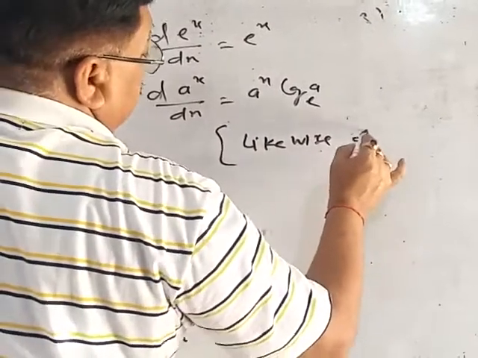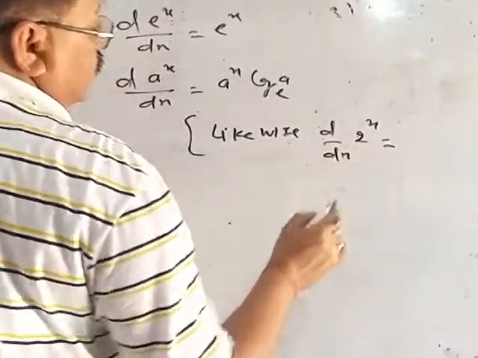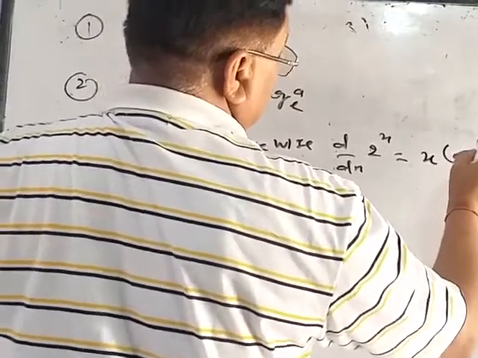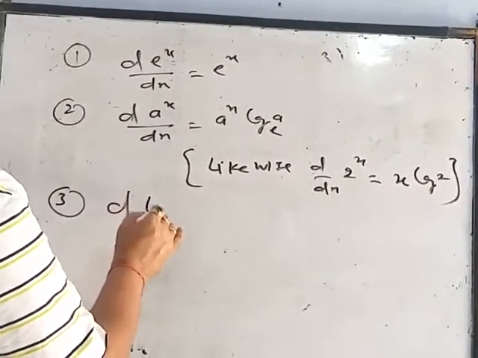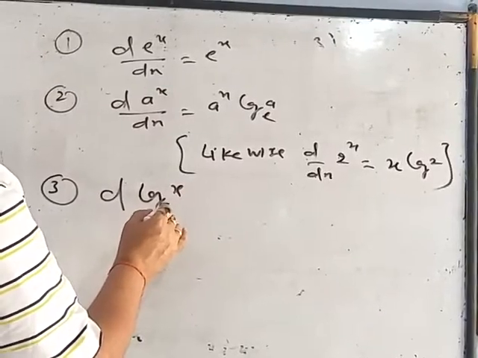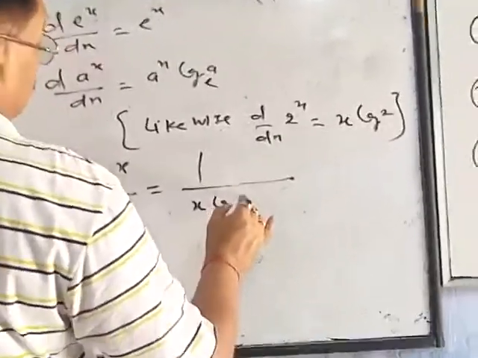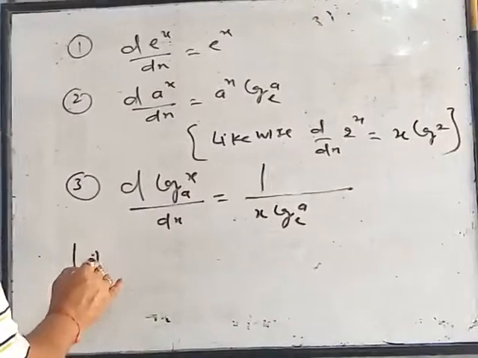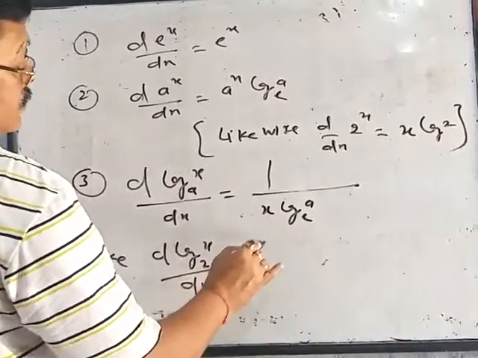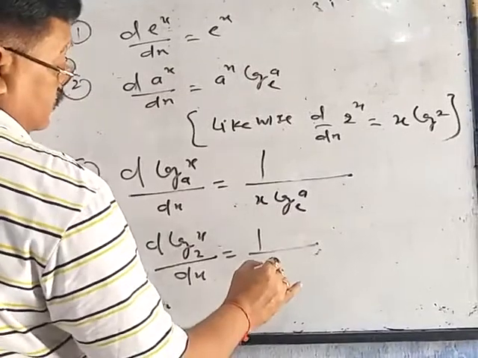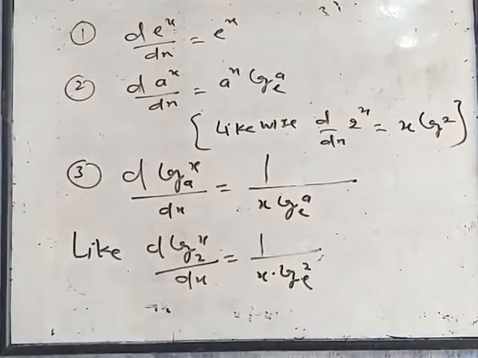Likewise, d by dx of e power 2 power x is equal to x log 2, and d log x to the base a by dx is equal to 1 by x log of a to the base e, like d log x to the base 2 by dx is 1 by x into log 2 to the base e. So these are the laws of logarithm, students.